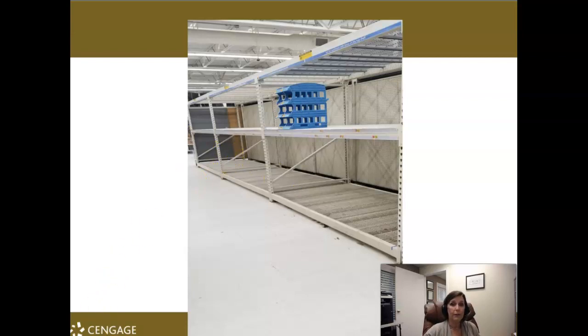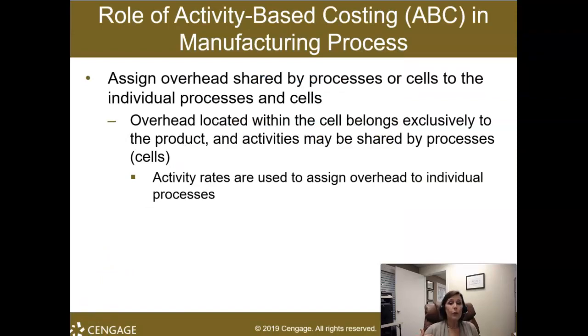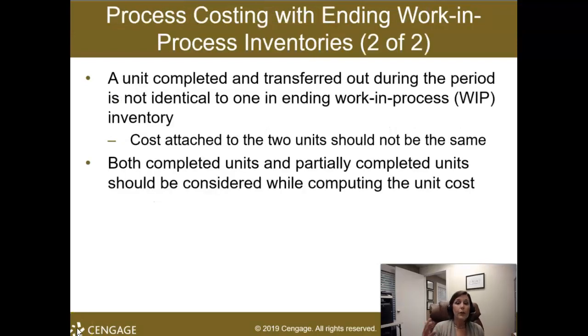We can also use a blended approach with process costing and take some of the concepts from activity-based costing and meld those into the process costing, using activity rates to assign overhead within each process. So now we're going to shift scenarios a little bit and talk about the type of firm that would have items in its work in process at the end of the period.